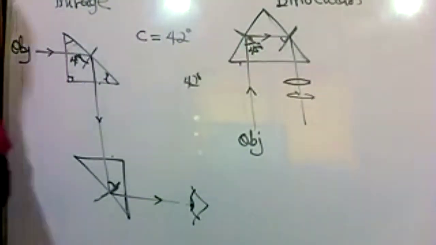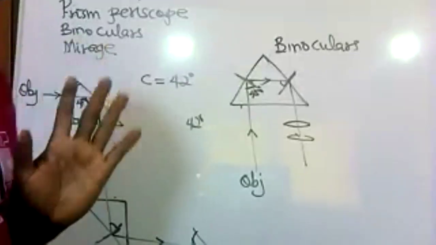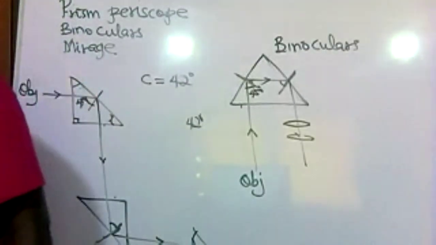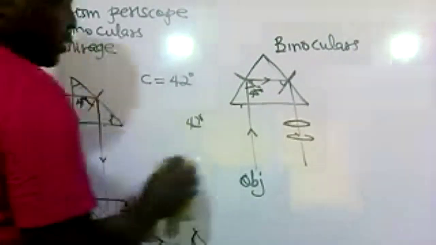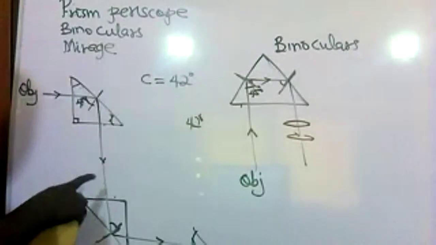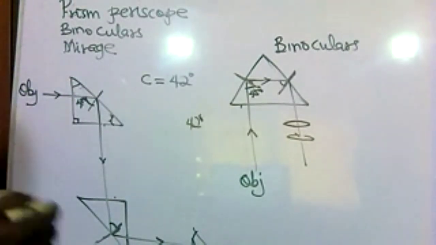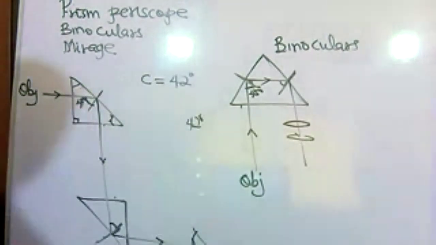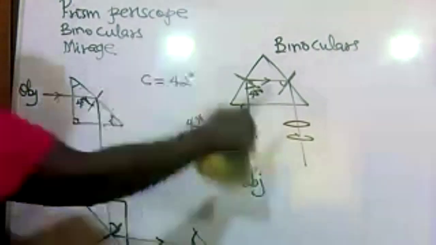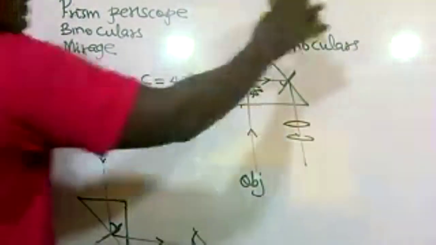The next application we talk about is the formation of a mirage. Please have these designs. If you haven't, you can be asked to explain the principal application of the prism periscope and then the binoculars. So the next one is the mirage.